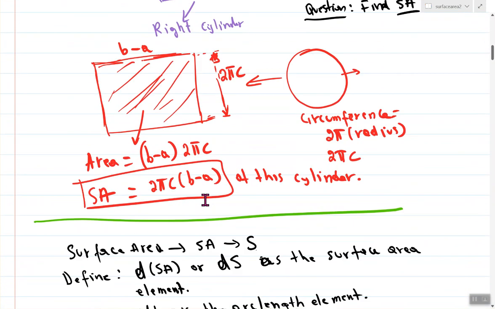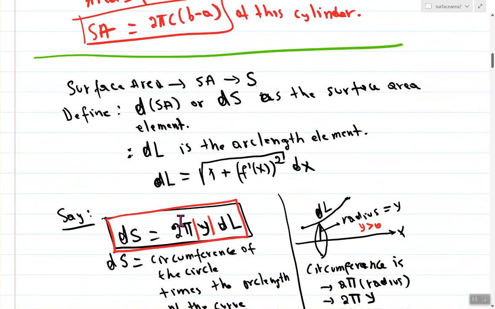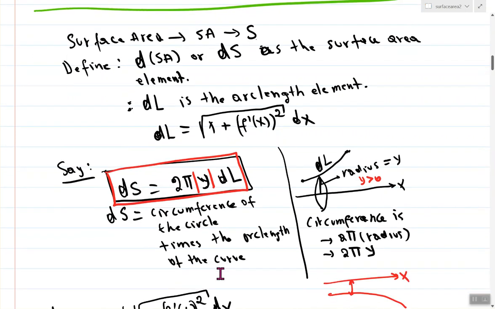So the surface area in this case is going to be, in general, 2 pi times the absolute value of y, which is the radius, and then times dl. dl is the arc length. So we call this a ds. ds is the surface element.